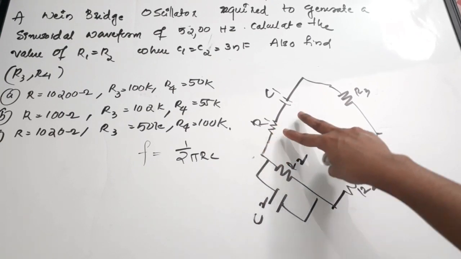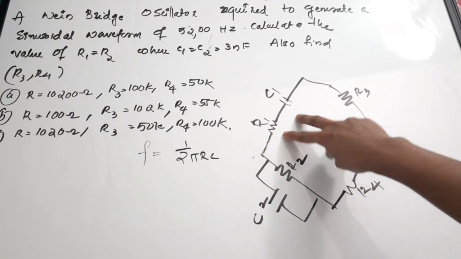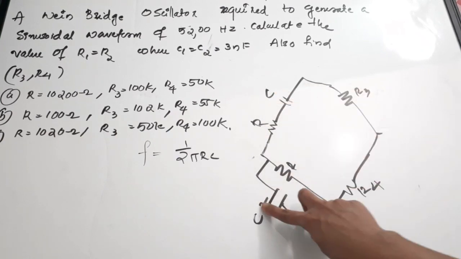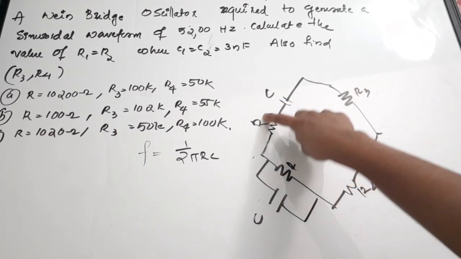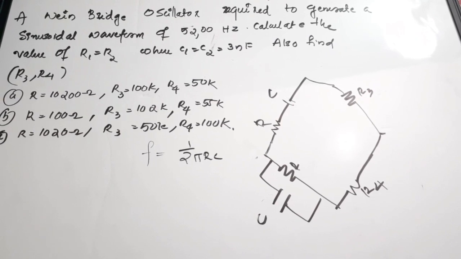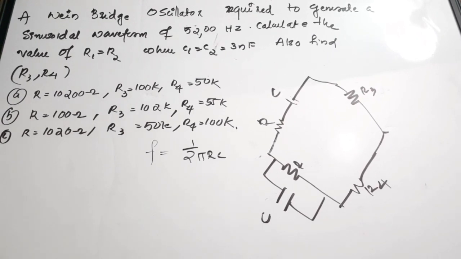And we need to find the value of R. Here, R1 equal to R2 and C1 is equal to C2. So, you can write it as R and C and C. Now, when this relation is coming, we have discussed in the theory video that the equation becomes F is equal to 1 by 2 pi RC.